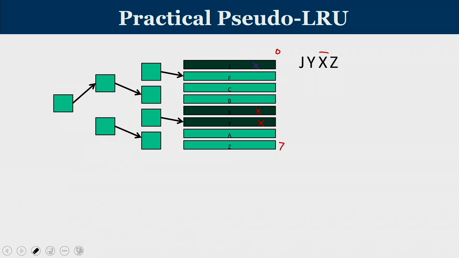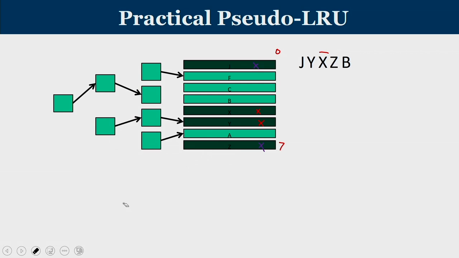Continuing further, next we have Z, and where is Z? Z is here. To access Z, you know that Z is on the bottom half. For the root there is no change, because the upper side is still the LRU. This child, where until now it was showing that this side is the least recently used, if you are going to access Z, then this will be flipped. And for this child, Z is on the lower half, so the LRU path will be on the opposite side, that is on the upper half. So this is what we get for accessing Z.